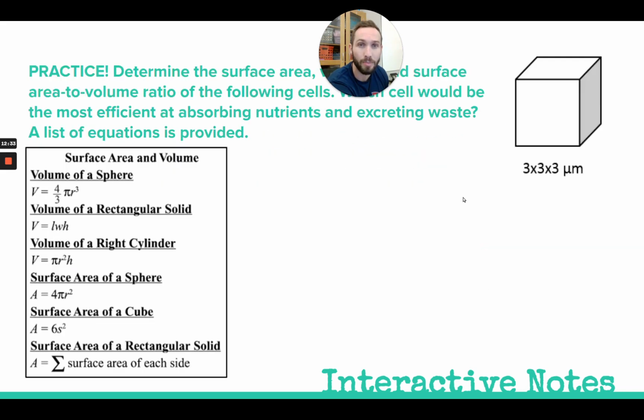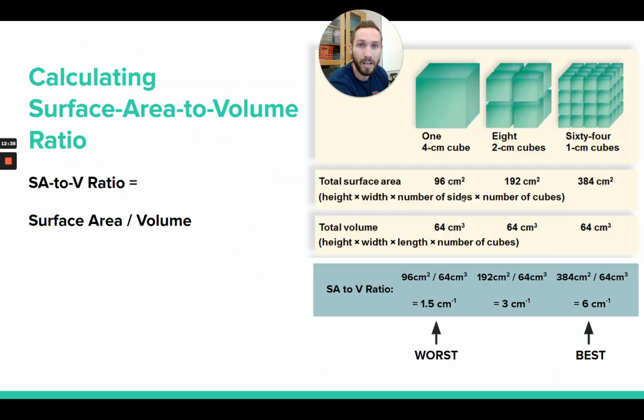When you figure out the ratio, please write it as a number. Some students leave it as a ratio, but actually write it as a number, to a decimal place. That allows you to much more easily compare which one is the lowest or the highest surface area to volume ratio.